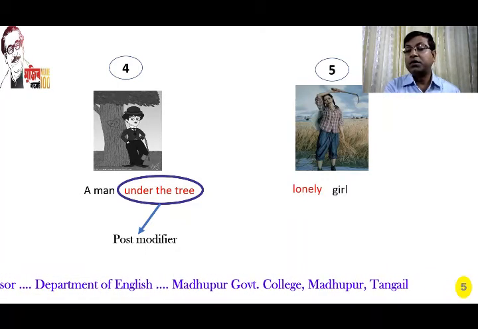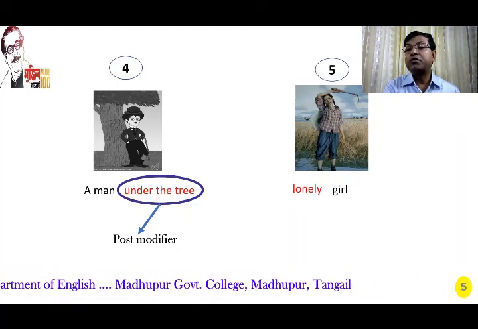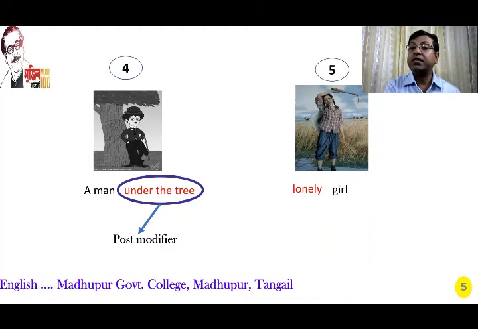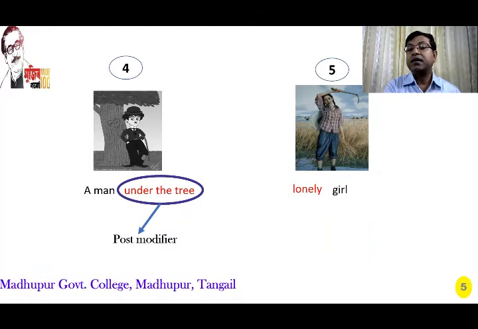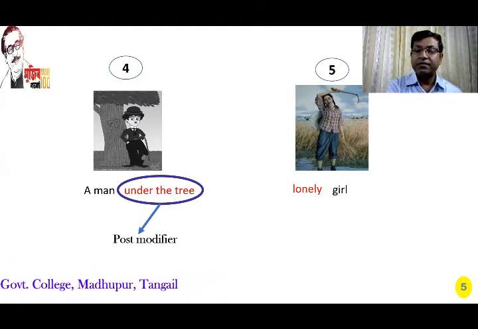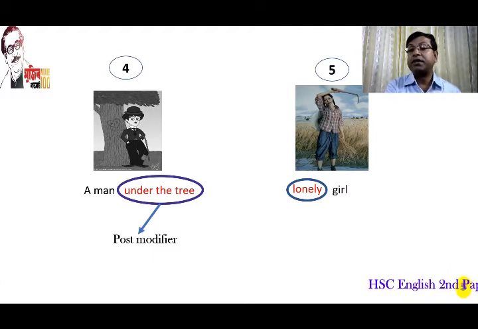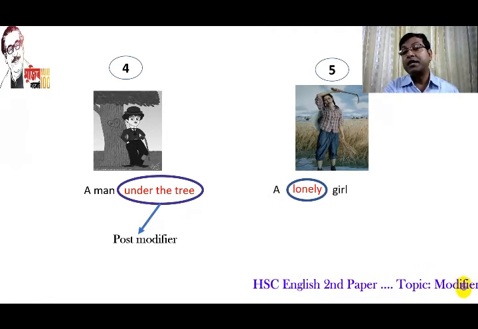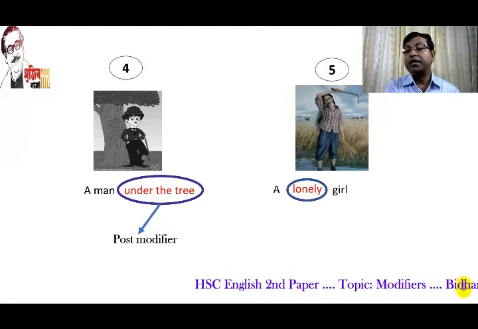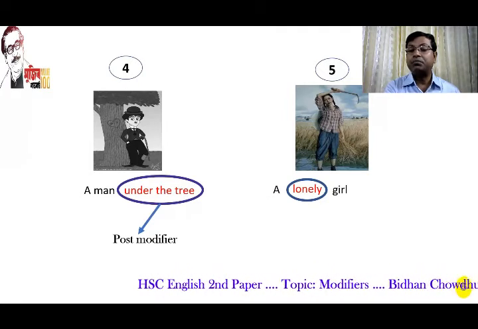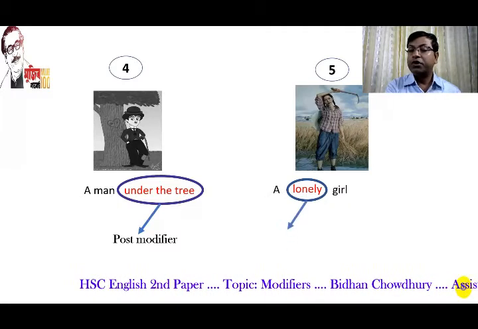Lonely girl. So the word lonely is modifying the noun girl. Lonely takes the position before the noun it modifies. What type of modifier is it, my dear students? Is it pre-modifier or post-modifier? Obviously pre-modifier, as it takes its place before the noun it modifies. So yes, students, we can describe the picture as a lonely girl. We have used a pre-modifier, that is the pre-modifier lonely.